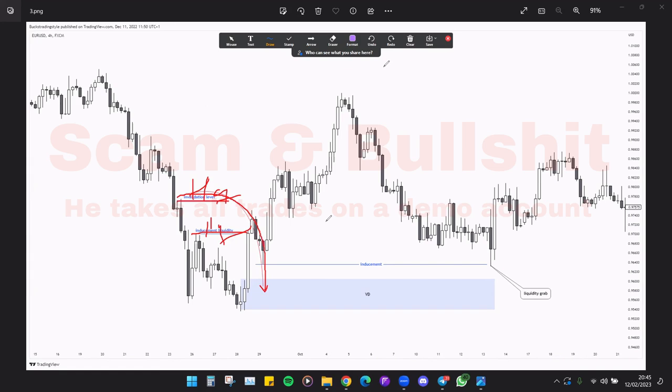And when you transfer money to that POI, all of this gave us liquidity. So this becomes an inducement. So price then took out the inducement right here. Immediately after taking out the inducement, price reversed to the upside. You understand this?